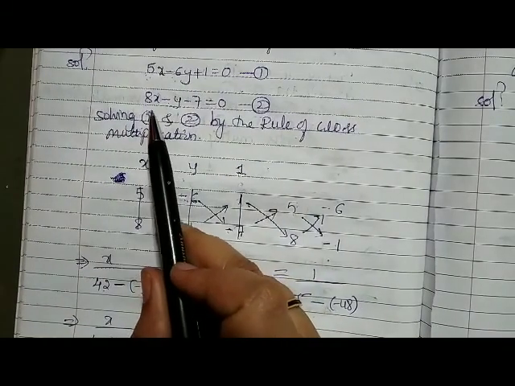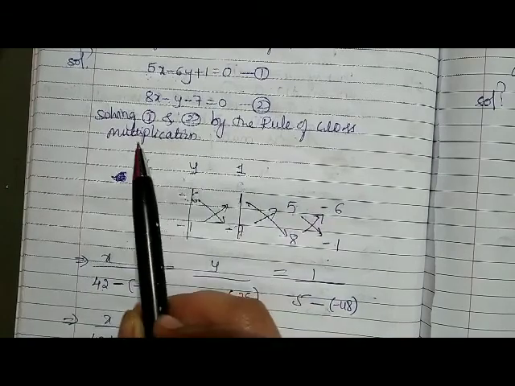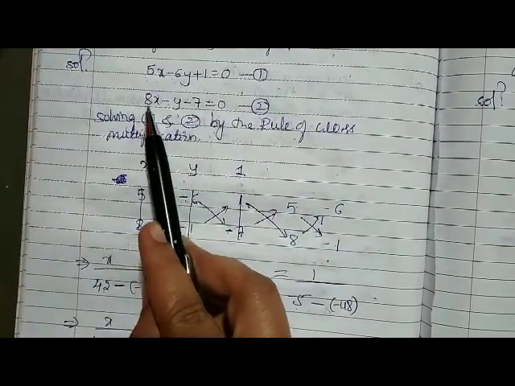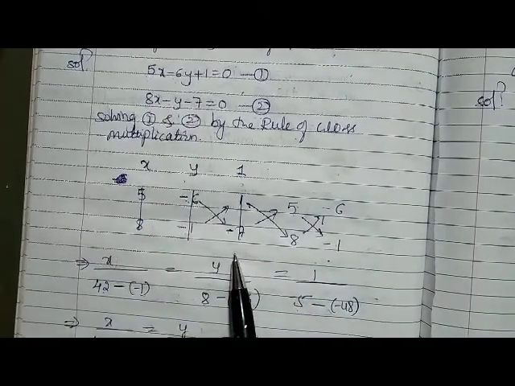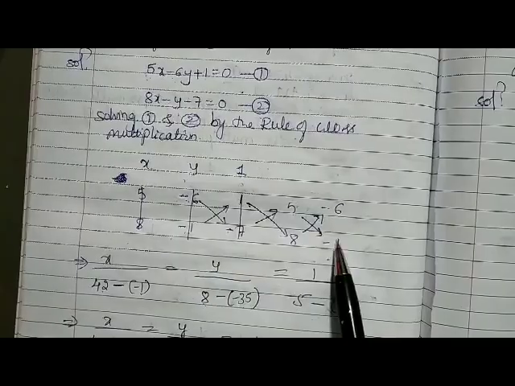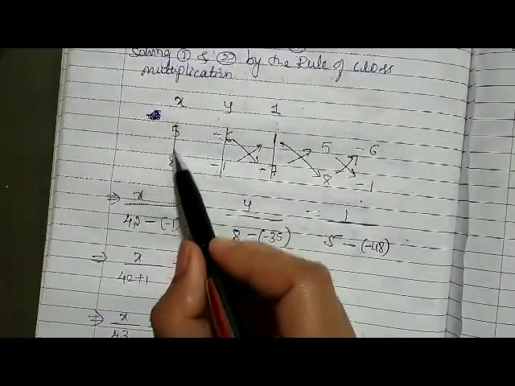First, you write the variables x, y and the constant term 1. So write the coefficients 5, minus 6, 1 and 8, minus 1, minus 7. So after that, the first two terms have to be repeated. Okay. So in order to find x, you have to delete that column.